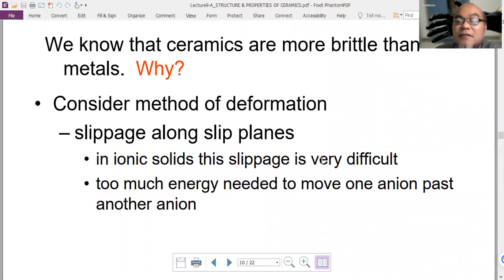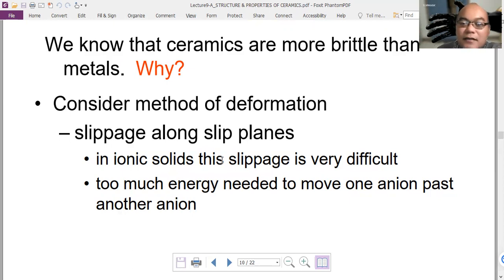However, in ionic solids, slippage is very difficult because of the plus and minus charges between the elements. Too much energy is needed to move one anion past another anion. In order for this anion to move past that one, it has to go above the repulsive force from the other anion, because they have the same, negative charge. Negative, negative, they will repel each other. So to move past it, it has to overcome this repulsive force, and therefore a lot of energy is needed to do so.